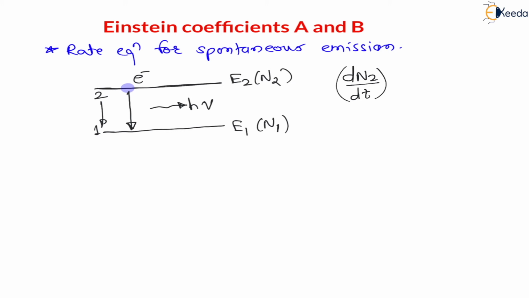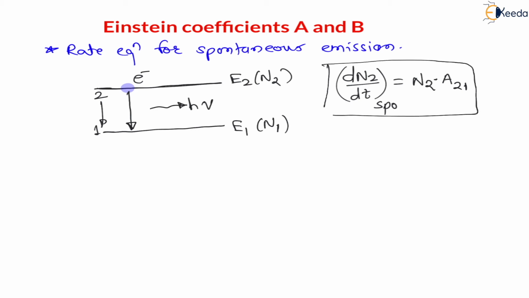But for spontaneous emission, it will be equal to again N2 into the Einstein coefficient A, but here the Einstein coefficient will be from 2 to 1, A 2 to 1, and there will be no energy density because an external energy source is not used, therefore this U omega will be 1. There will be no external energy density. That's why this will be our rate equation for spontaneous emission. This is, let us say, equation number 2.